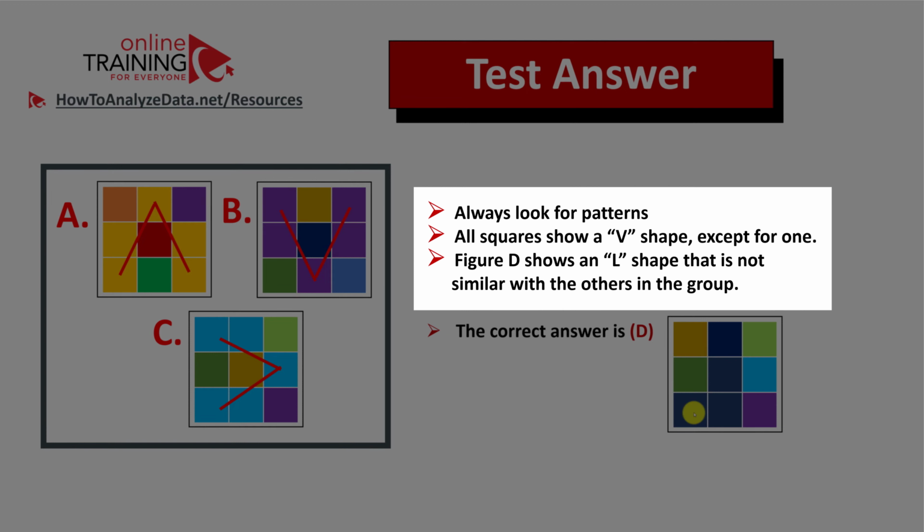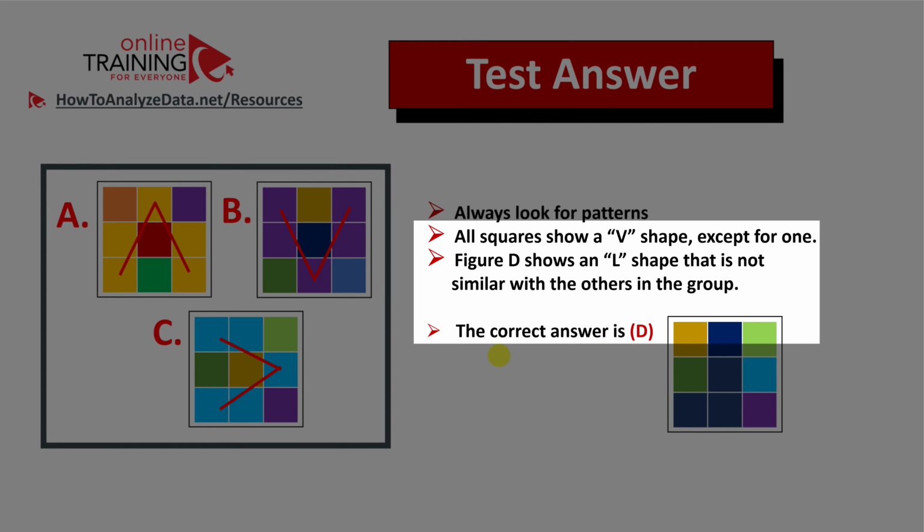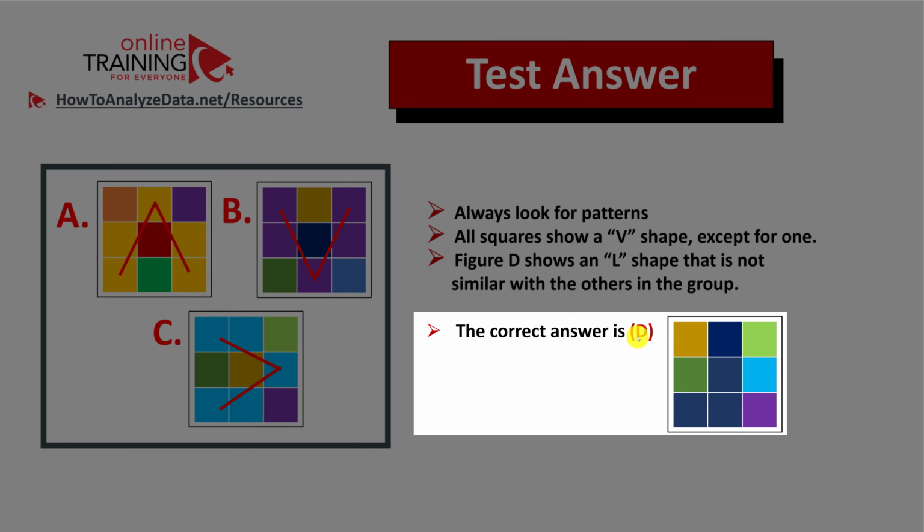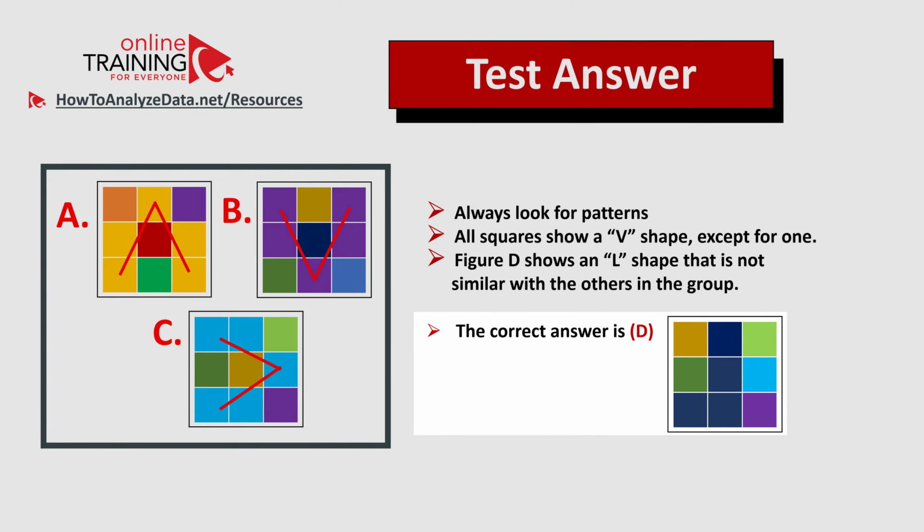Let's recap. Always look for patterns. All squares show a V shape with the exception of one. And figure D shows a reverted L shape, which is not similar to the others. So the correct answer here is choice D. Hopefully you've nailed this question and now know how to answer similar problems on the test.